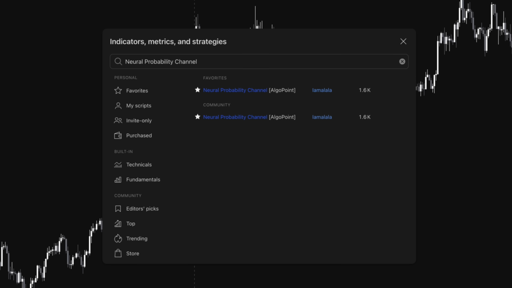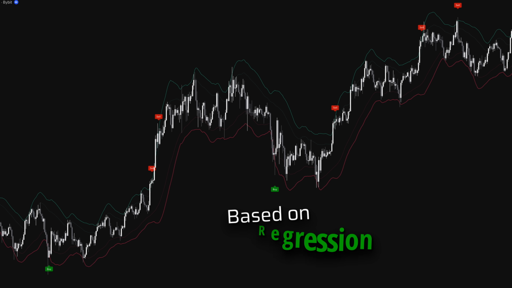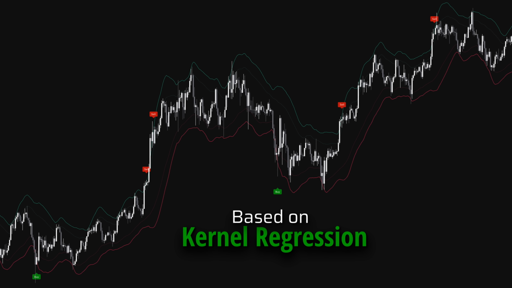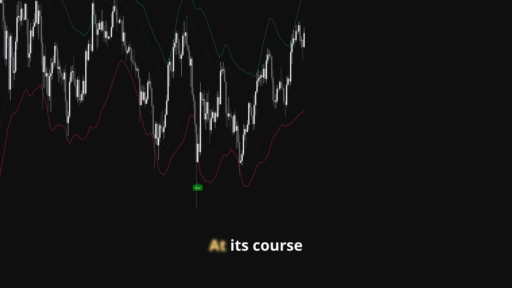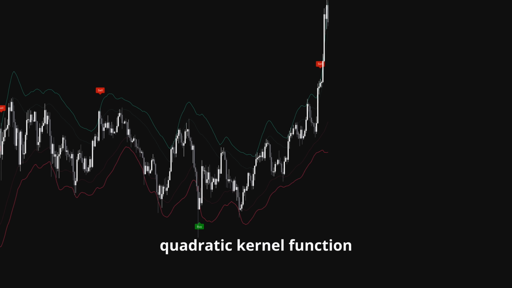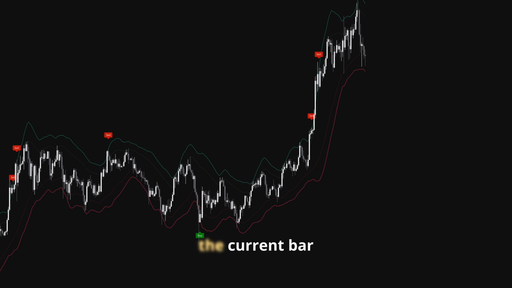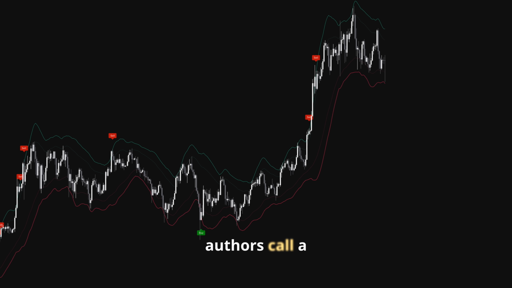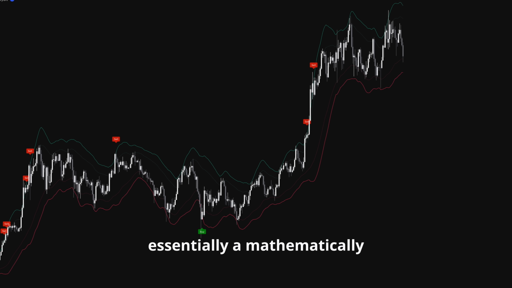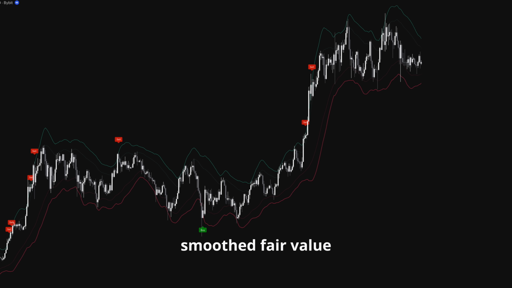Neural probability channel. Created through a collaboration between Harmony Algo and AlgoPoint, this indicator applies kernel regression mathematics to price analysis. At its core sits a rational quadratic kernel function that assigns weights to historical price points based on their proximity to the current bar, creating what the authors call a neural baseline, essentially a mathematically smoothed fair value estimate.